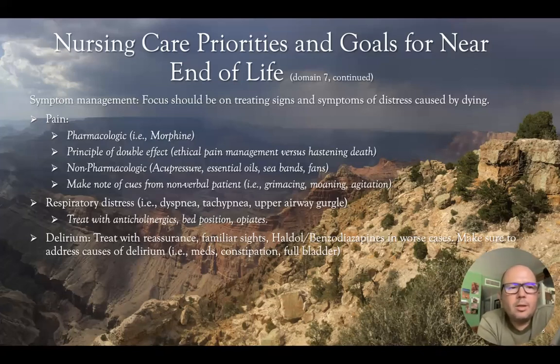Respiratory distress. A lot of times as they're dying, they sound like they're in respiratory distress. Their breathing is different. They have dyspnea, tachypnea, upper airway gurgles. You've got to treat that with anticholinergics, bed position, opiates.